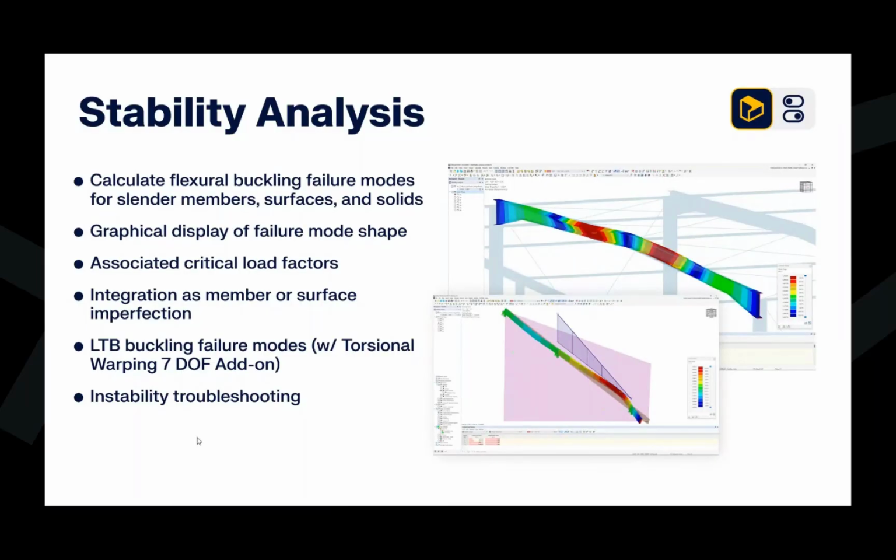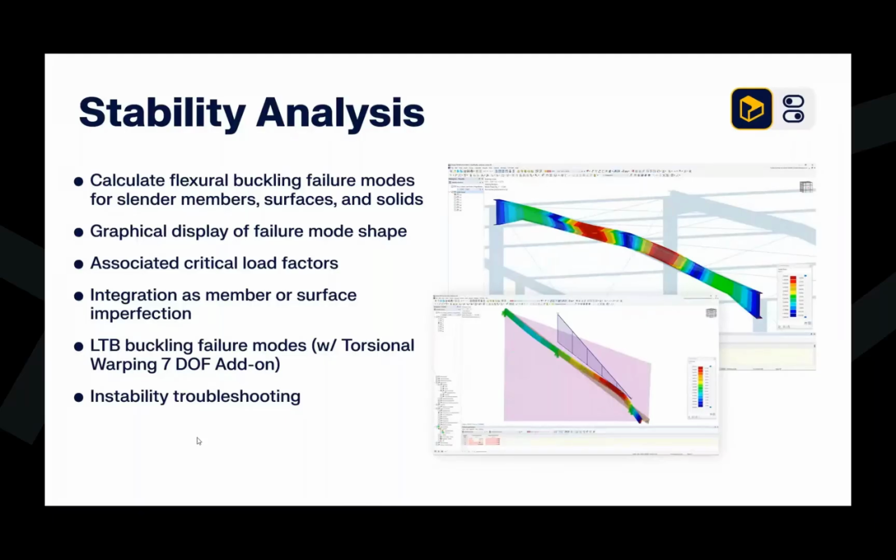Depending on how many eigenvalues we solve for, we can see the relevant mode shape, but we also get the associated critical load factors. So what's the factor that I can multiply by my applied loads before I see my structure or my elements fail with that relevant buckling mode shape? We can take this information too and integrate it in other parts of the program.